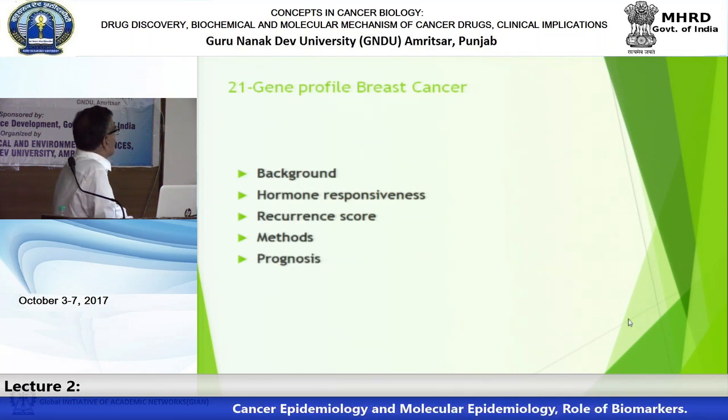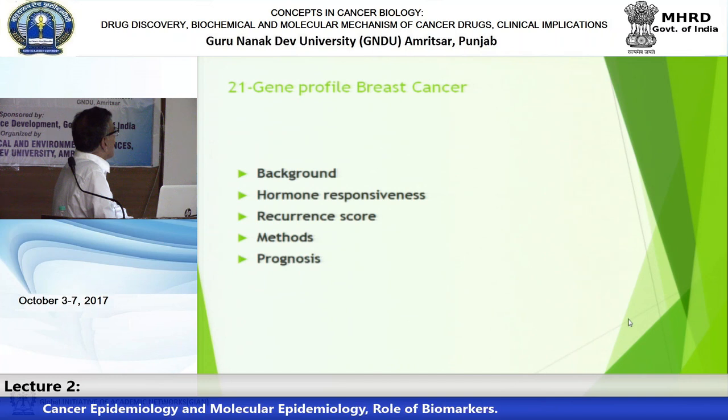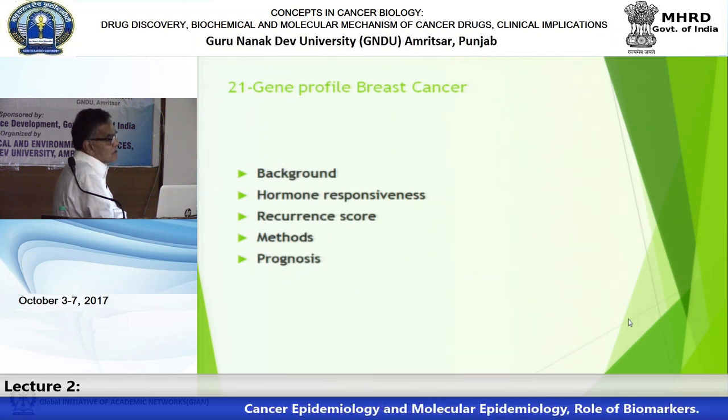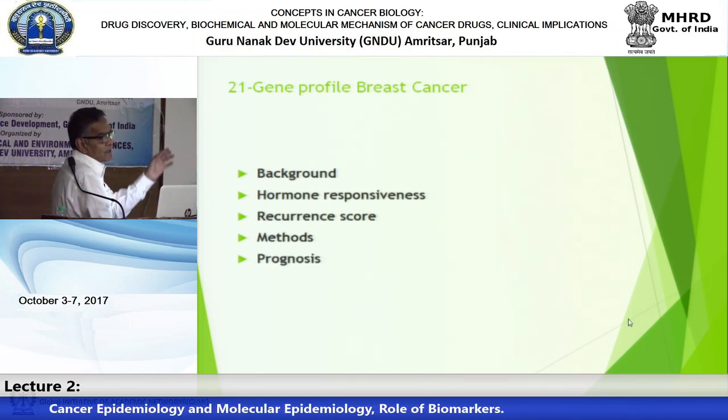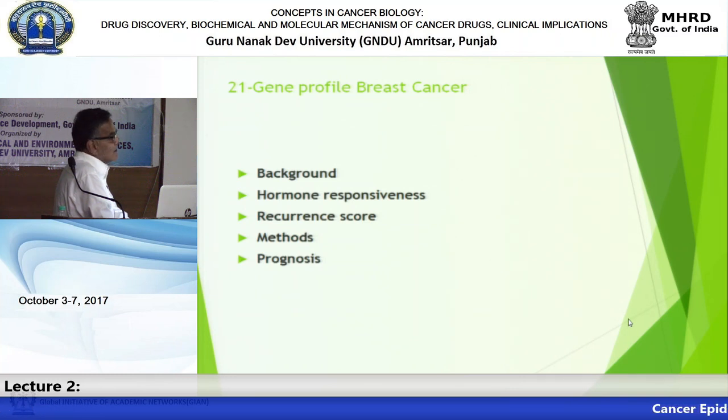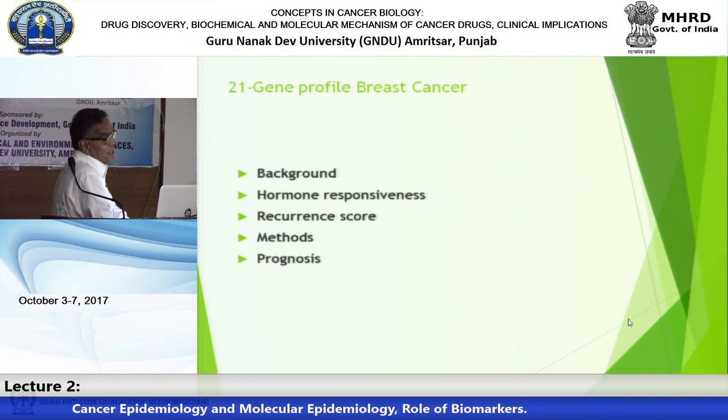Okay. Now, the 21 gene profile is a marker that's used in breast cancer. It does not really have any relevance to regular epidemiology, but molecular epidemiology has. I was talking to the pathologist earlier today, and he said that we cannot do it in India because it costs 1.5 lakh rupees for one sample. In the United States, it's done routinely.